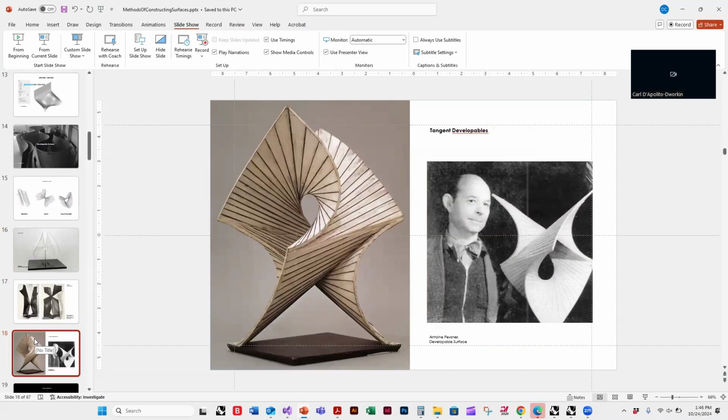I remember I was there for the Biennale. I stared at it for like 45 minutes. I thought it was a hyperbolic surface. It's not. It's just a developable surface.